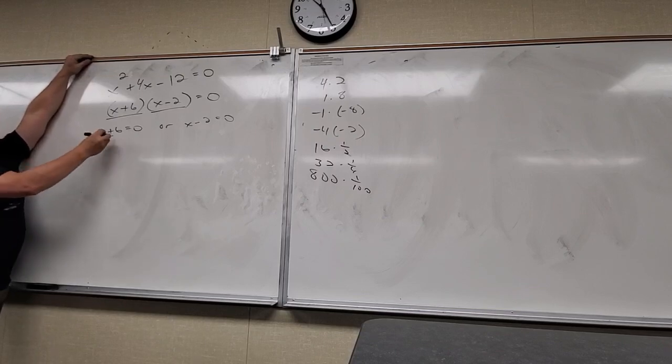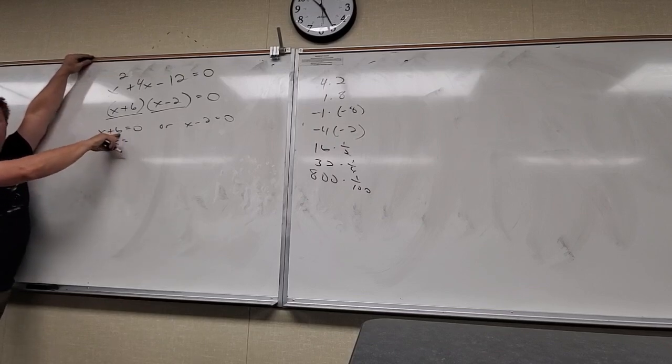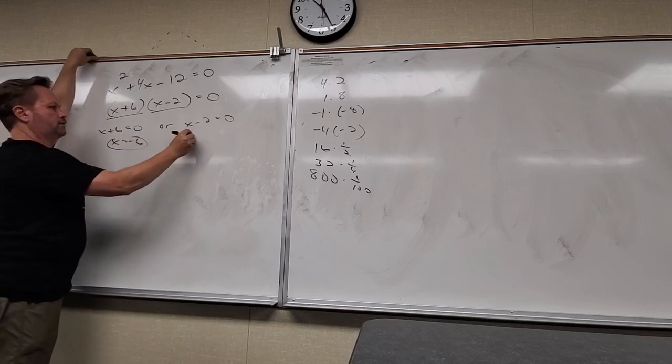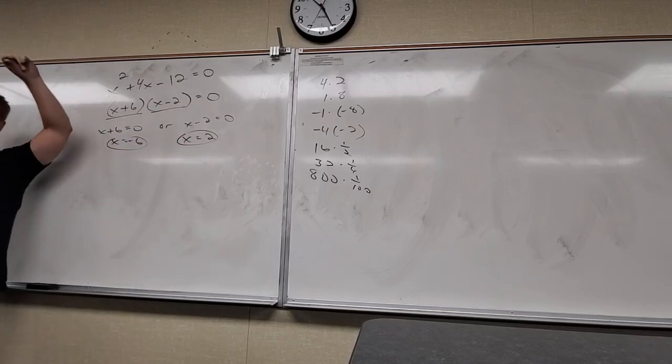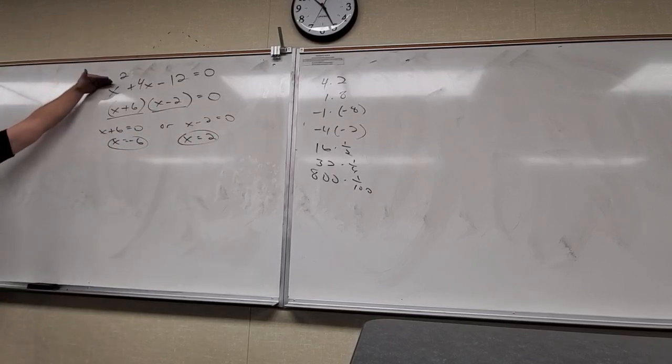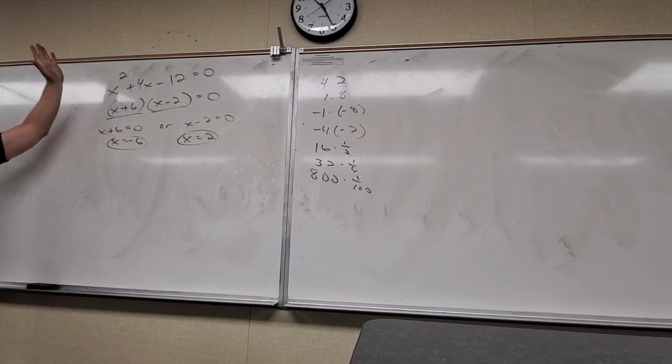So we had x equals negative 6, or positive 2. x equals 2, just 2. So that's how to solve a quadratic. It's 2 answers. Then you solve the x plus 6.